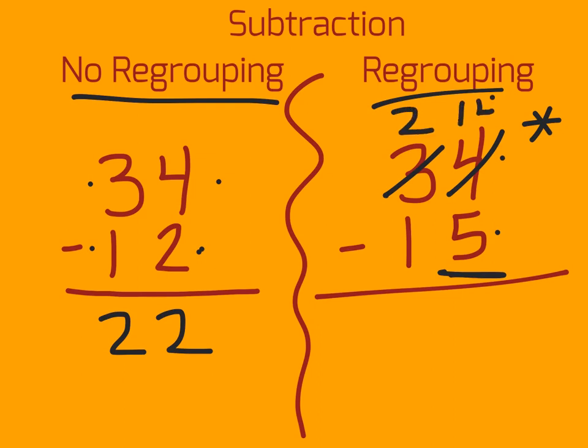And here I now have 14. I'm just adding 10 to the 4. Now I can subtract 14 minus 5, and that is 9. 2 minus 1, which is 1, so I have the answer of 19.